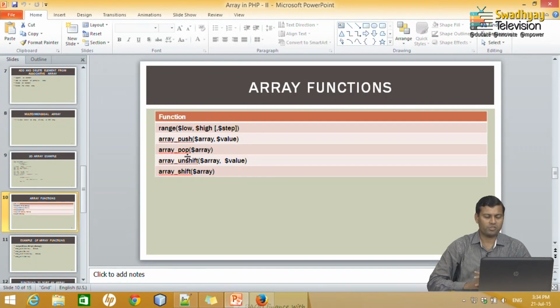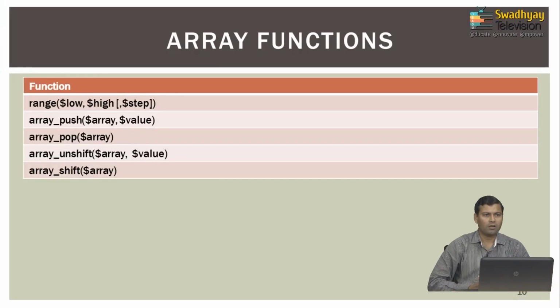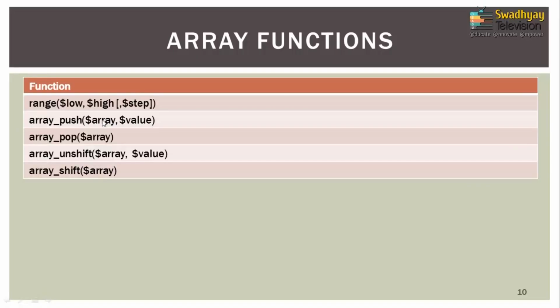Then there are two functions which are known as LIFO, last in first out: array_push, and you have to provide the array name and value. The value will be added at the end of the array. Another function is array_pop, which will remove the last element of the array and return it. So, this is known as LIFO, meaning last in first out.